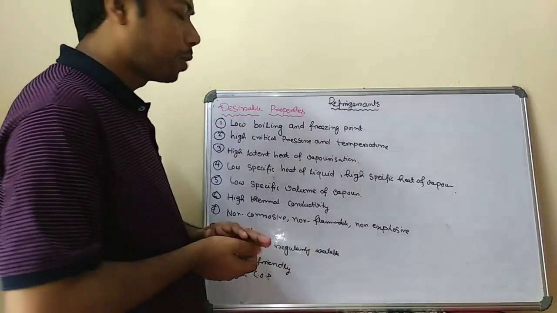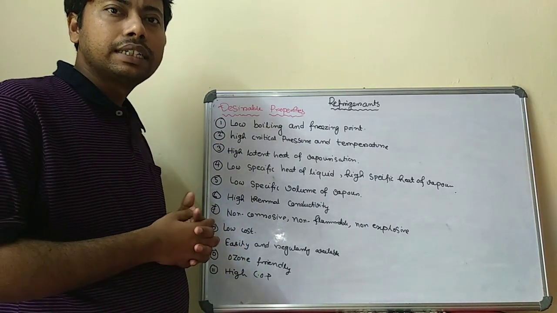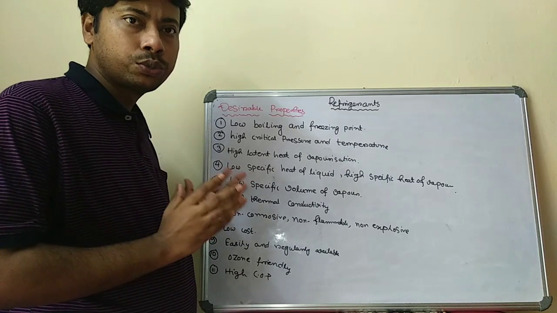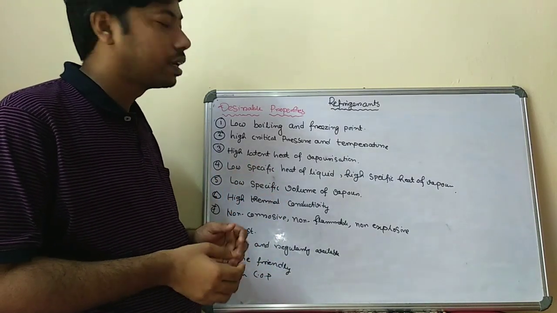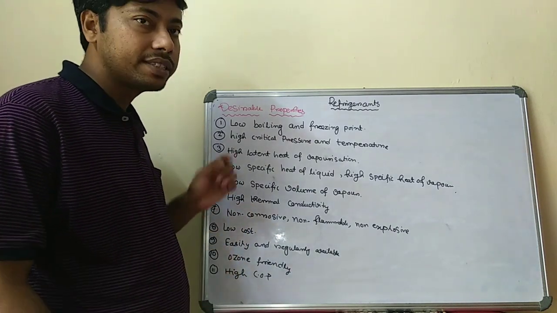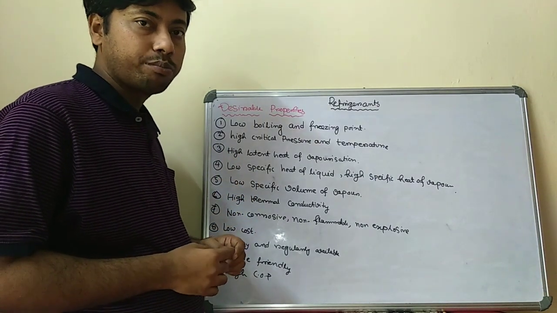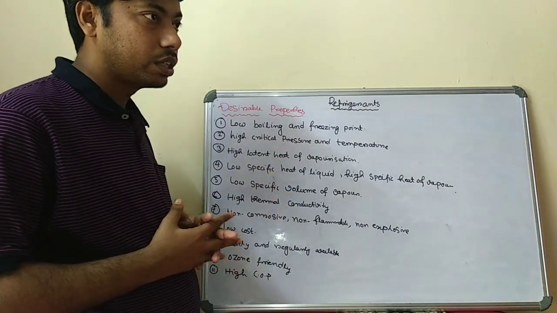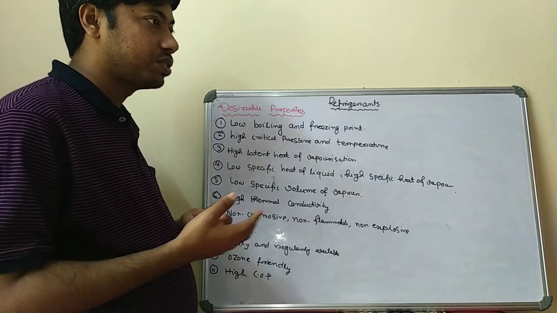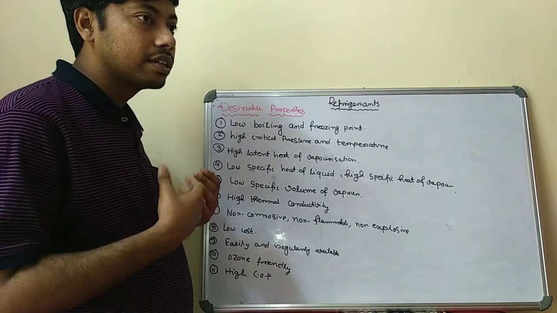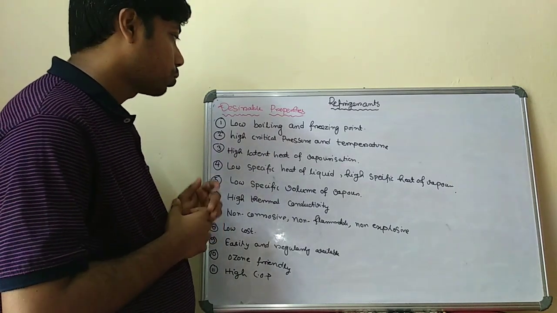So these are the desirable properties of refrigerant. As you know, there are mainly 10 or 12 points that a refrigerant should have, so that you can select it and use it as a refrigerant. First is low boiling and freezing point. Obviously the refrigerant should have a low boiling and freezing point so that it can be used in high temperature applications, within the compressor as well as in the evaporator, with high critical pressure and temperatures.